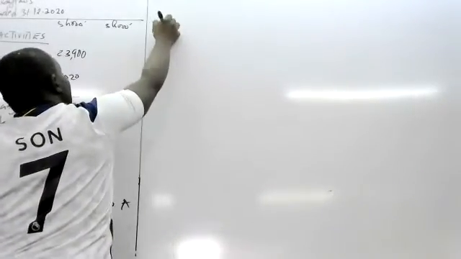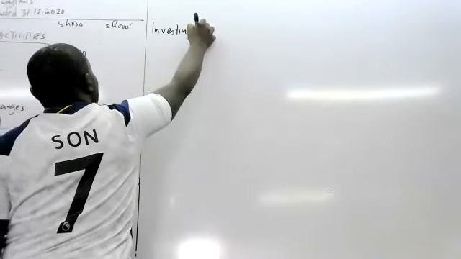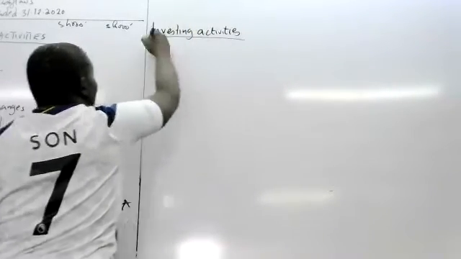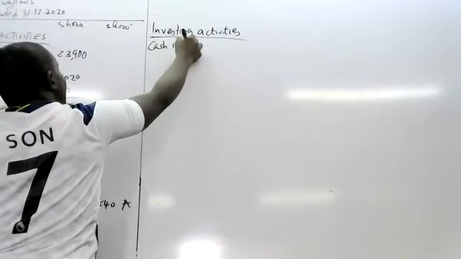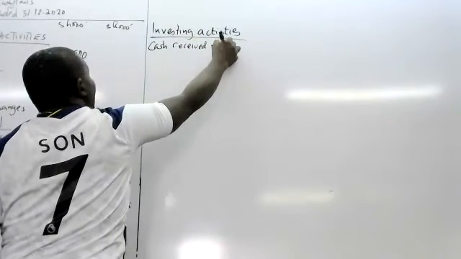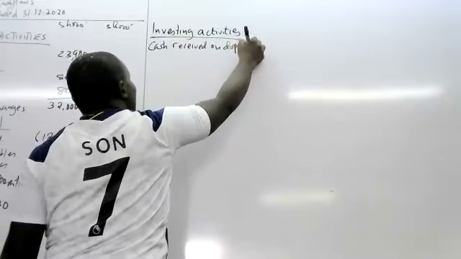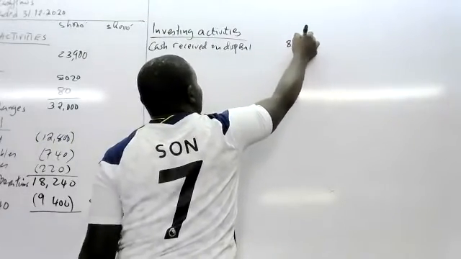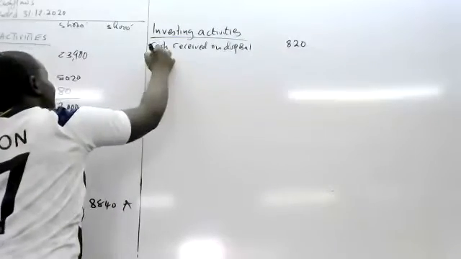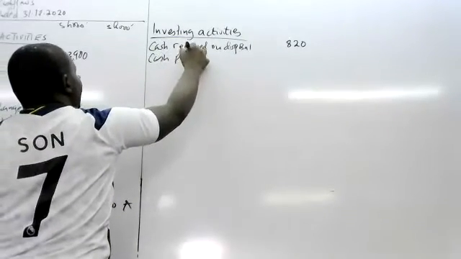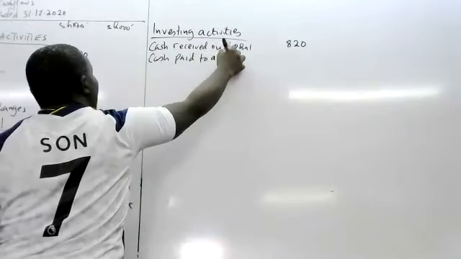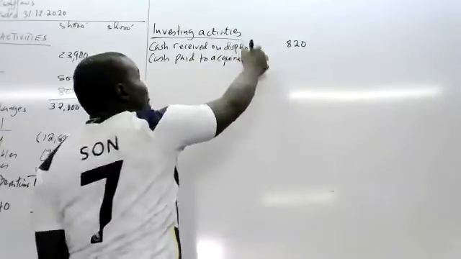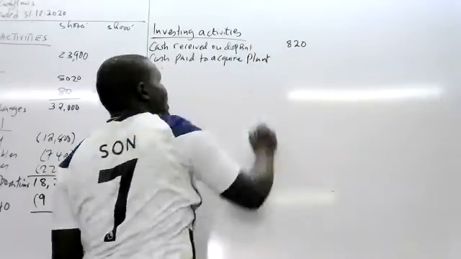So investing activities. Cash received on disposal. They received how much? 820. Cash paid to acquire. What did we acquire? Plants. How much did we pay to acquire plants?